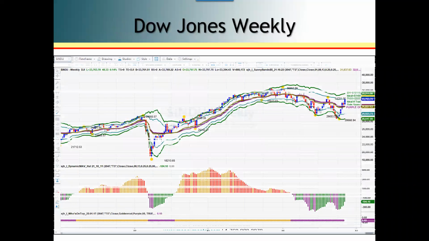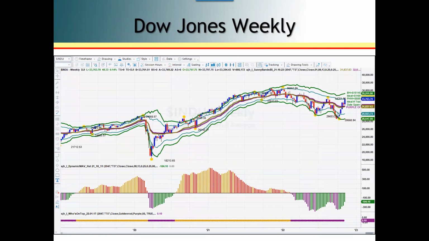Here's Dow on a weekly chart. Same story, same SunnyBand, same indicators, work on any time frame and on any symbol. Here we have a long signal right here, goes down on red and back up on blue inside. We're long until right here when it breaks the DMA.